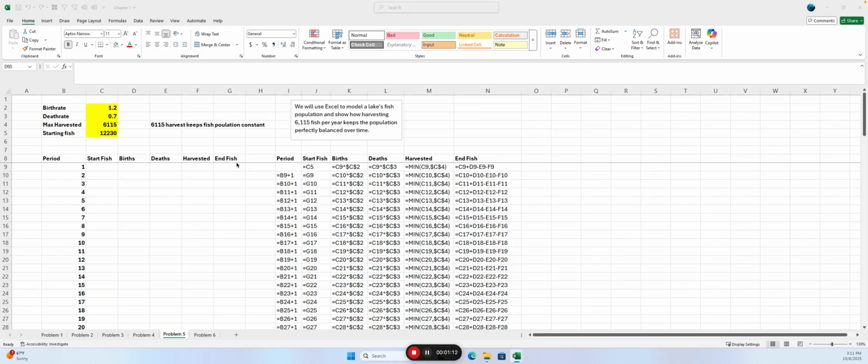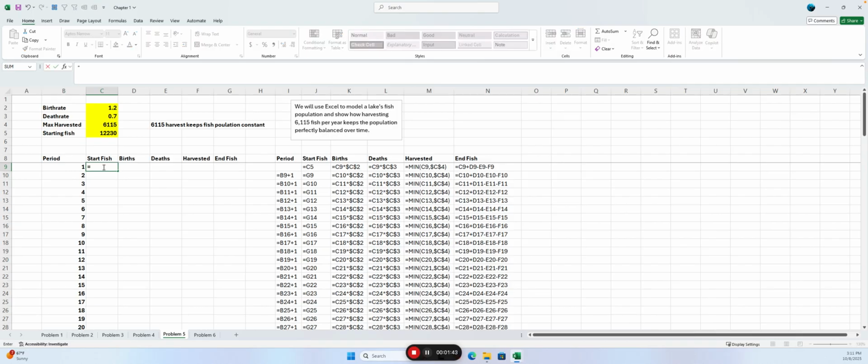So let's look at Excel and set up our input sections. In cells C2 through C5, we'll have the birth rate, the death rate, the max harvested, and the starting fish. This means that if we harvest 6,115 fish per year, we'll test whether the population stays constant. Next, we'll plug in the formulas to make the test.